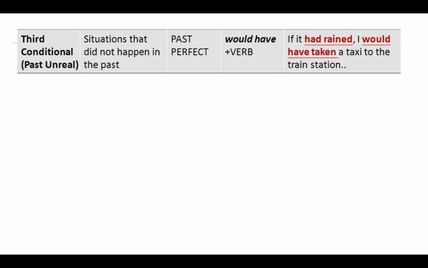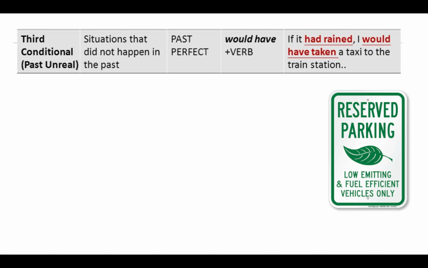So I was super confused. Why do I have a ticket? I'm a faculty, right? I'm in the faculty lot. And I was super confused until I saw the sign. Reserved parking, low emitting and fuel efficient vehicles only. Now, my old Subaru is not a low emitting or fuel efficient vehicle, unfortunately. So I understand why I got the ticket now.